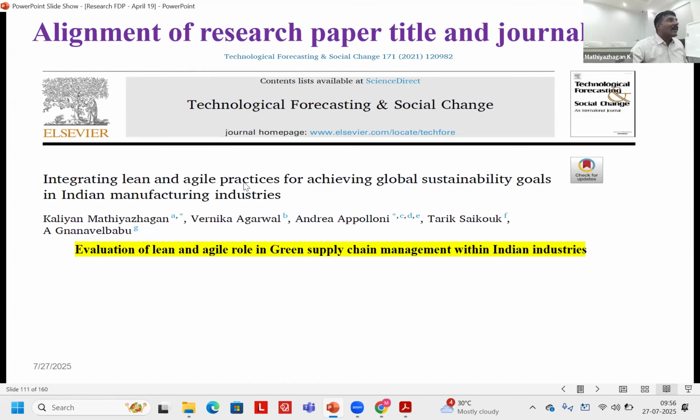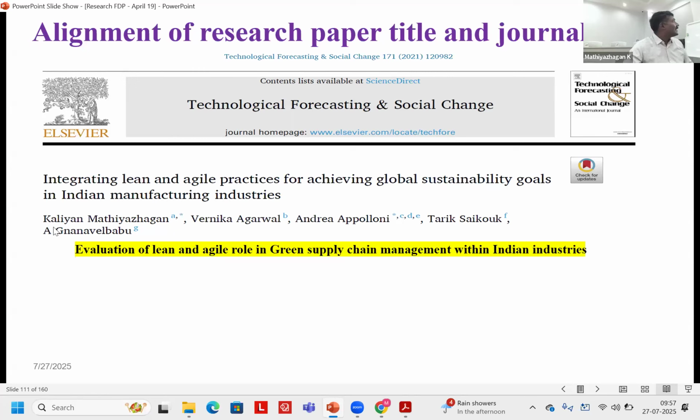Why? Exactly. This is the same work, we can say in the Indian context only, same work, but I have changed the title. Why? Please first read this title and read the journal title. Is the journal properly connected?